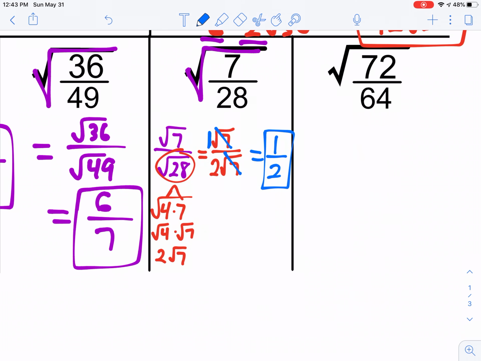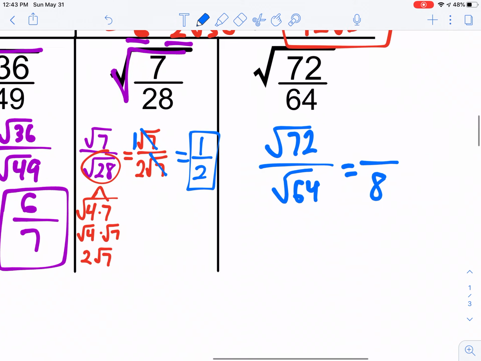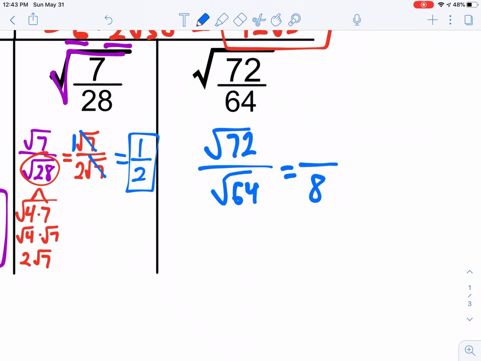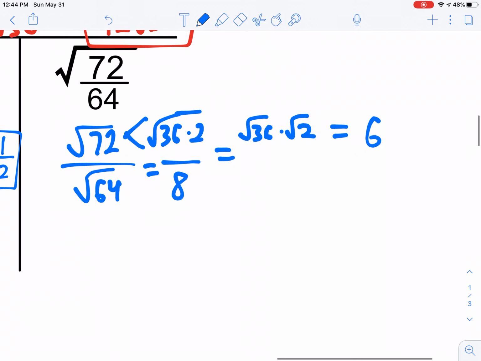Same thing with this one. Square root of 72 over square root of 64. Well, square root of 64 is 8. All right. Square root of 72, we could simplify that into 36 times 2. Right? Square root of 36 times 2, which is square root of 36 times square root of 2, which is really just 6 root 2.